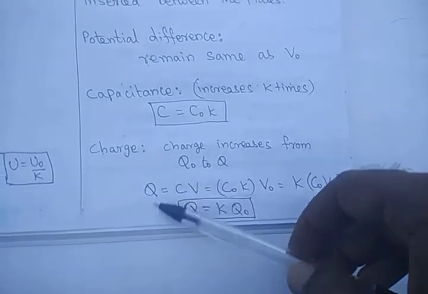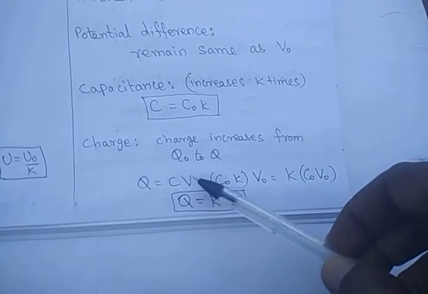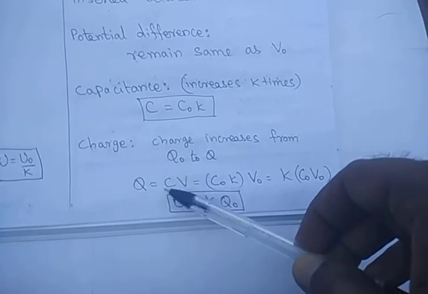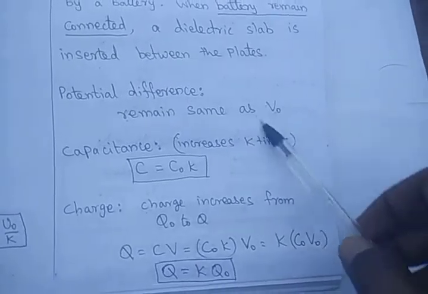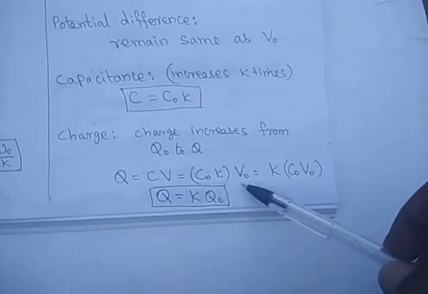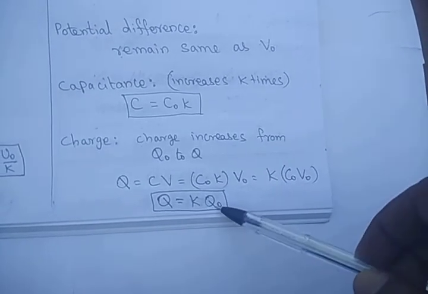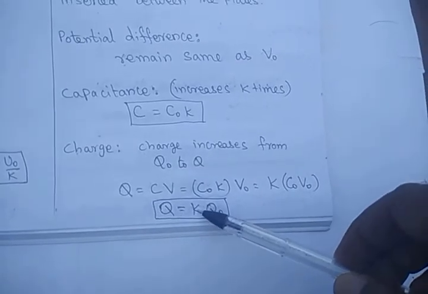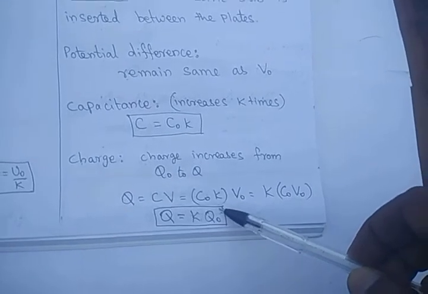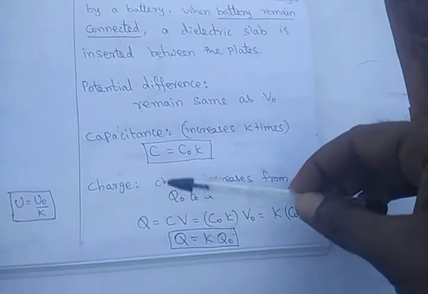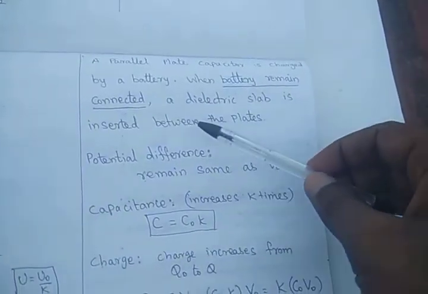Q is the charge after the dielectric slab is inserted. C is the capacitance after the dielectric slab is inserted, and V is the potential, which is the same. So C is equal to C0 K, V is equal to V0, because in this situation V0 remains the same, it does not change. So Q is C0 into V0 into K. What is C0 into V0? That is Q0. So the new charge is K times the original charge, that is, before the dielectric slab is inserted. This is the effect on potential difference, capacitance and charge while the battery is connected when the dielectric slab is inserted.